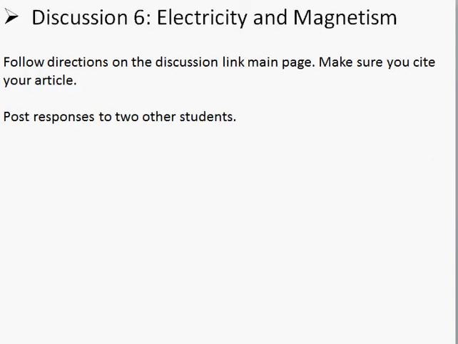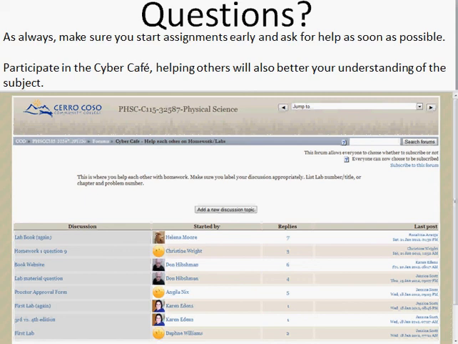The discussion this week, I believe you have to write 3 paragraphs. It's kind of like a little report on an article that you find online. So, and as usual, make sure you respond to 2 other students. Keep up the good work in the forums.